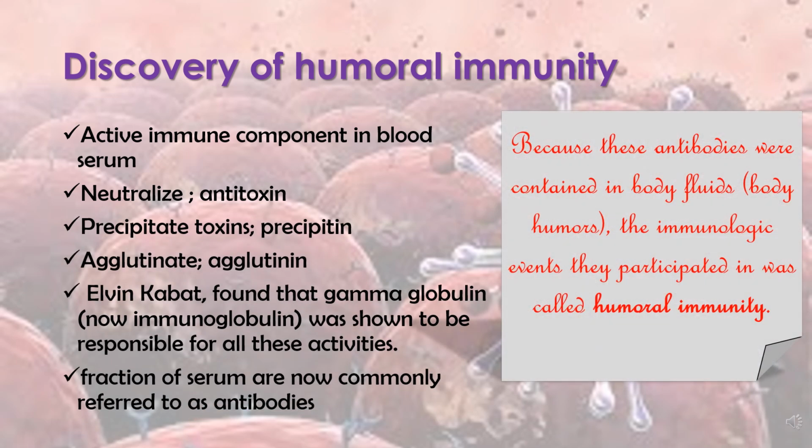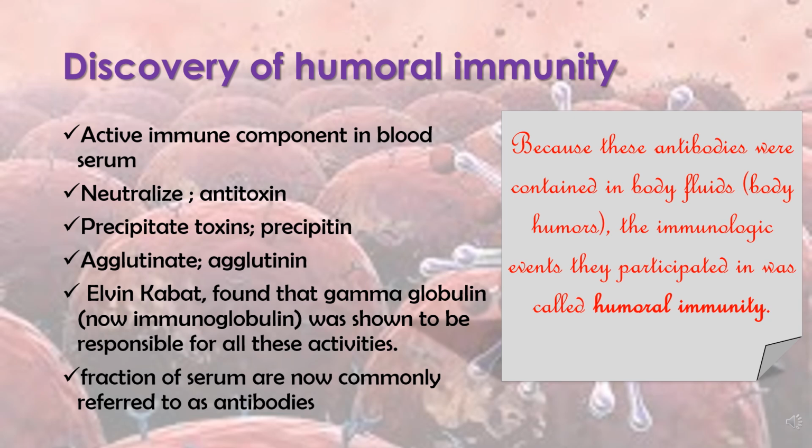In the early 1900s, researchers characterized the active immune component in blood serum. This soluble component could neutralize or precipitate toxins and could agglutinate, or we can say clump, bacteria. This component was named for the activity it exhibited, that is antitoxin, precipitin, and agglutinin, respectively.